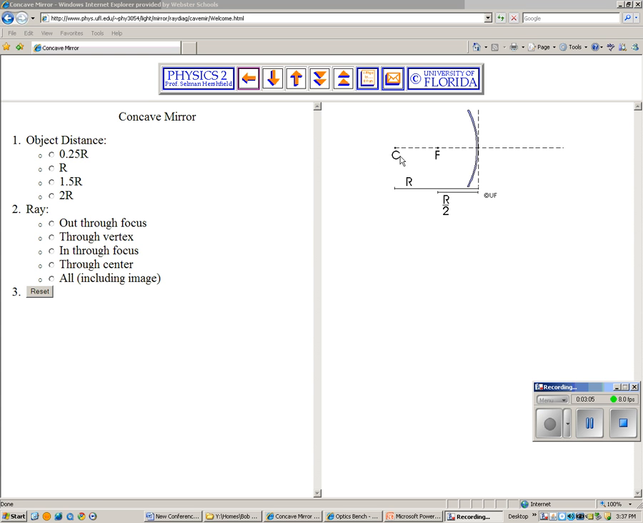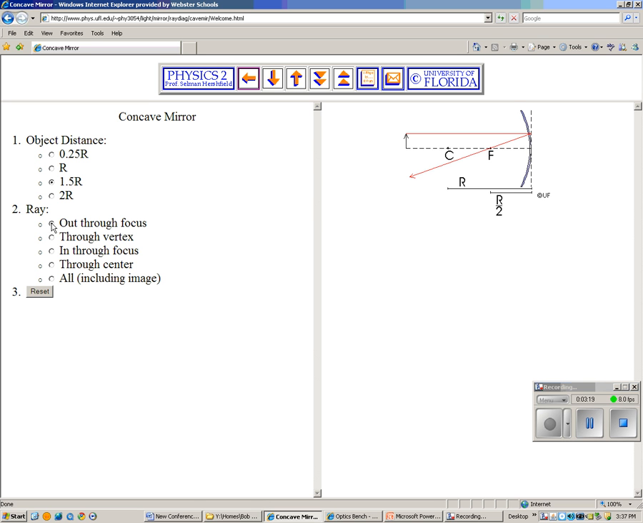I'm going to put an object out beyond C. So here we have our object out beyond C, and there's various rays that we can draw to show where the image is. The first ray you draw is parallel to the principal axis, reflects off of the mirror, and goes through the focal point.